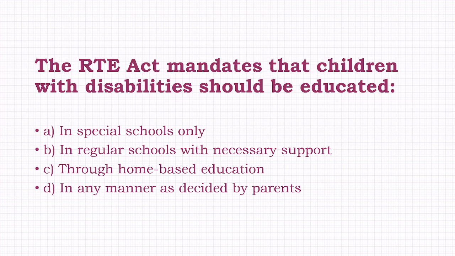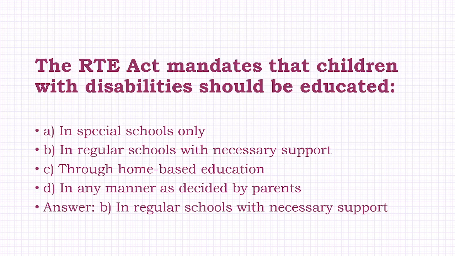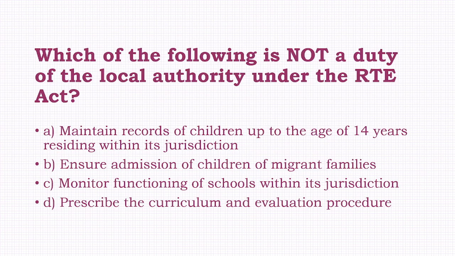The RTE Act mandates the children with disabilities should be educated, option: in special school only, in regular school with necessary support, through home-based education, in any manner as decided by parents. Answer of this question is option B, that is in regular schools with necessary supports.